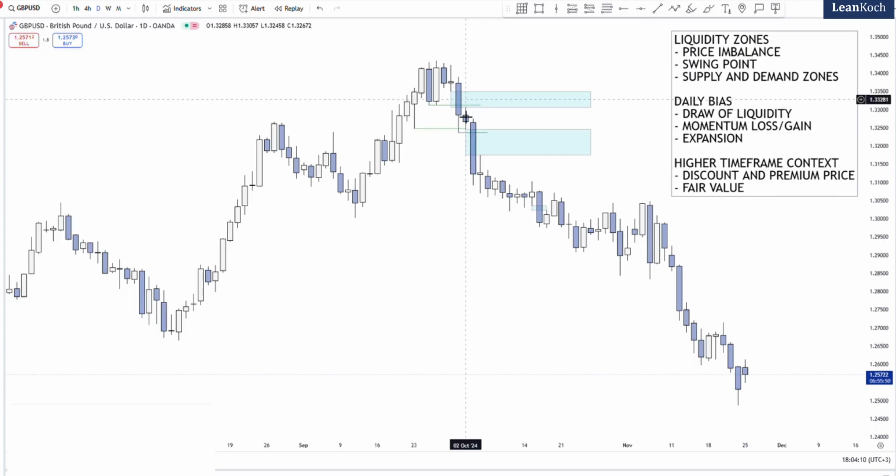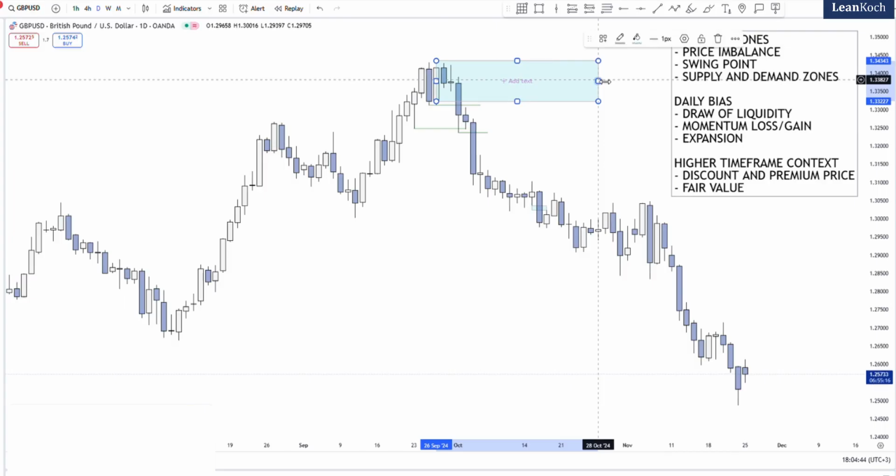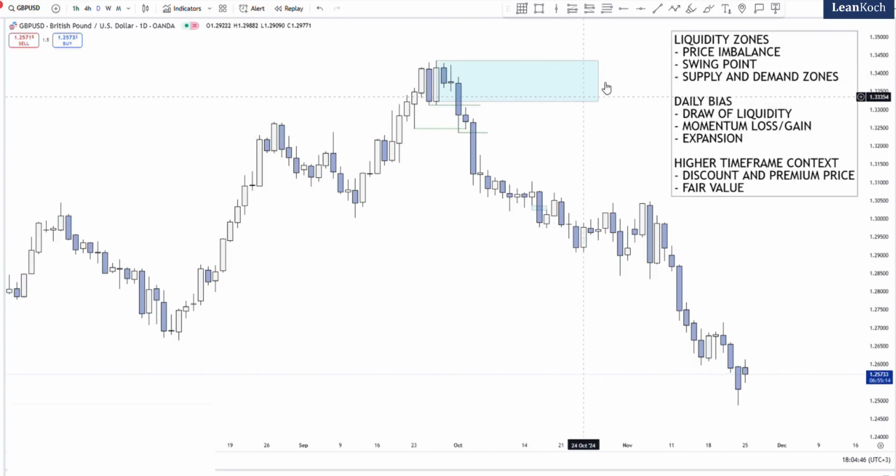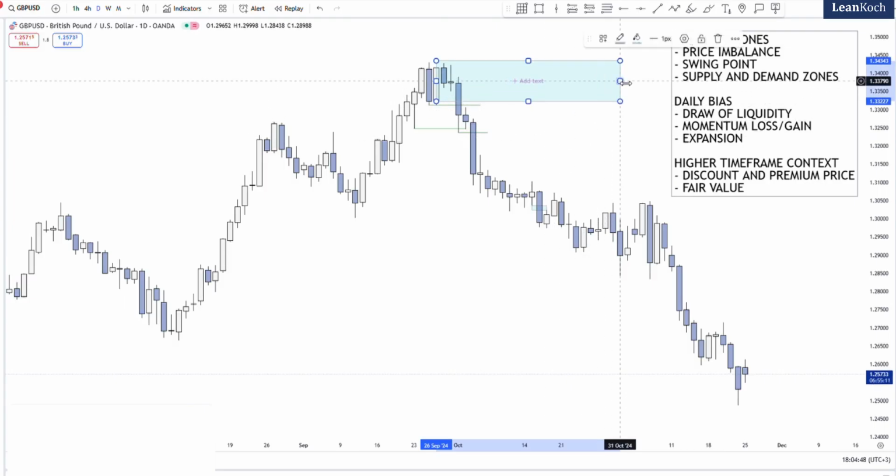Now that brings us to the idea of supply and demand, because when price moved with a lot of momentum lower after breaking this level, this zone becomes an area of supply. So I'll just clear this so that I can mark out the supply zone. What I do is I mark the body of the candlestick that has created the supply, and then this becomes my supply zone. So the whole of that is a supply zone.